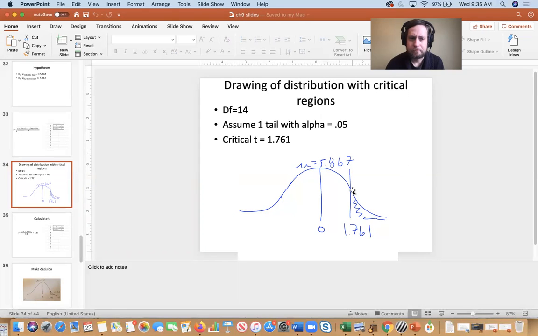Because it's a one-tailed test. Yes, that is it. Thank you. It is a one-tailed test. If it's a two-tailed test, there would be a critical T on the negative side as well, but there's not.